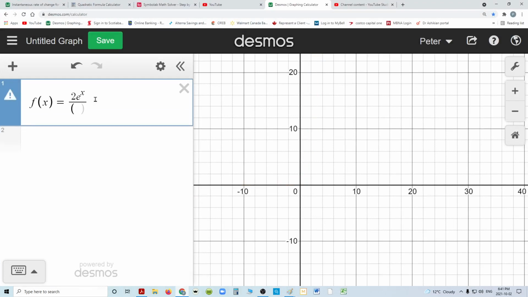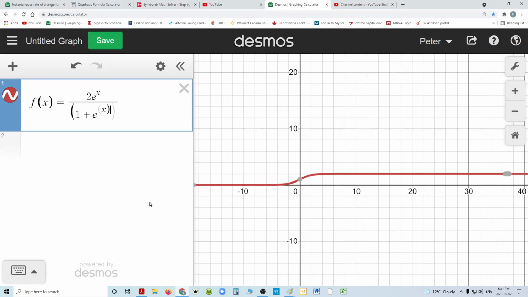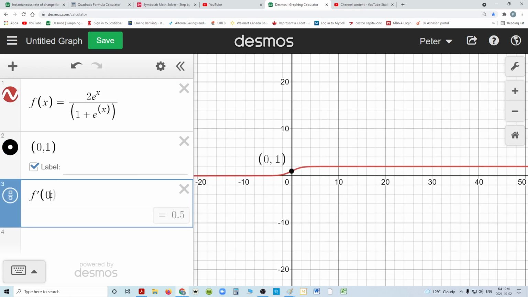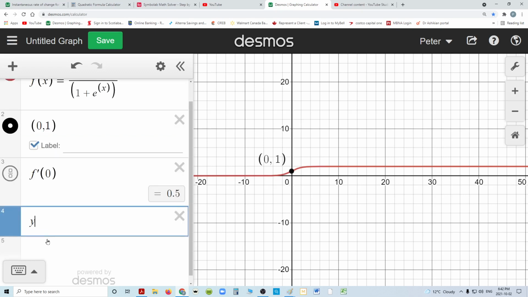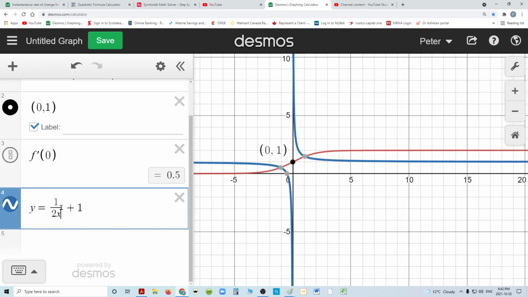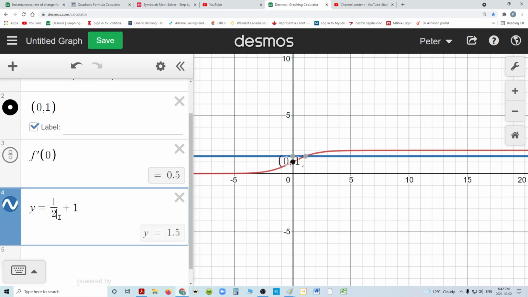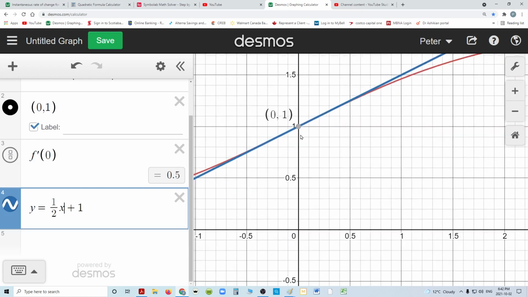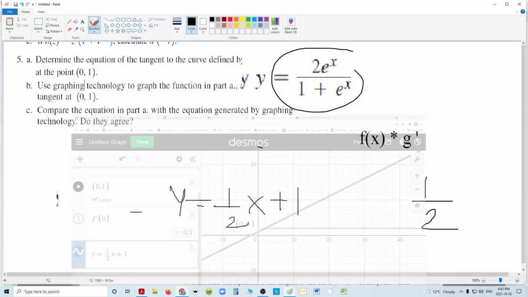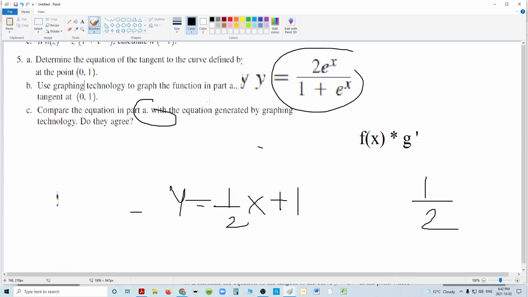So that's the curve. We're looking for point 0, 1, which is there. We're looking for the derivative at 0, which is 0.5, and therefore we're going to draw the line that we came up with. And half x there. Oh, half x. A half times x. There we go. And when we zoom in, we can sort of see what's going on. And I guess it sort of makes sense. And again, compare the equation from part A with the equation generated by graphing technology.